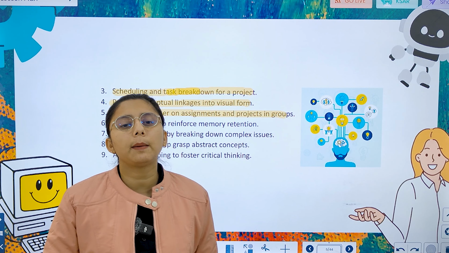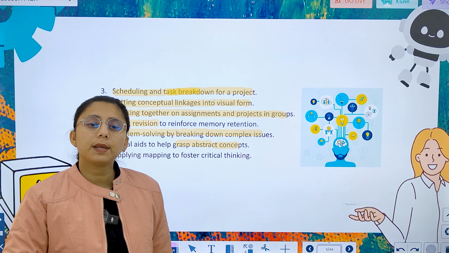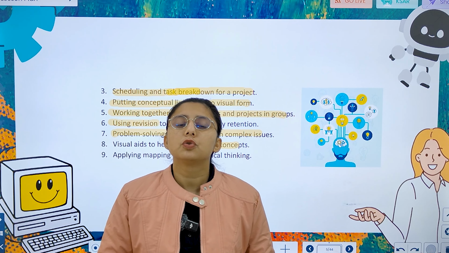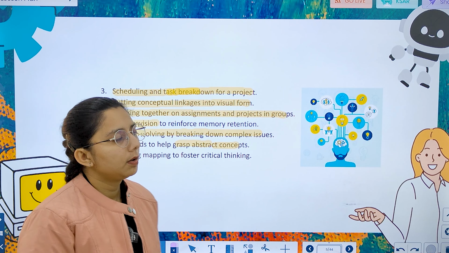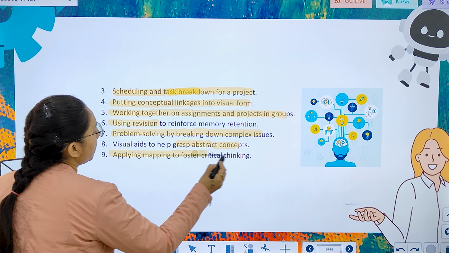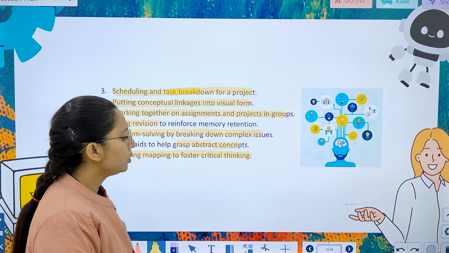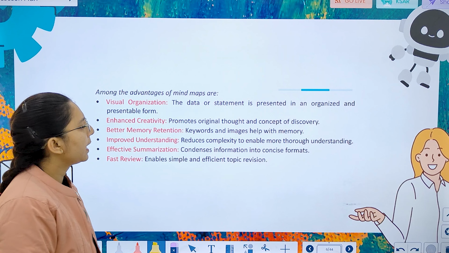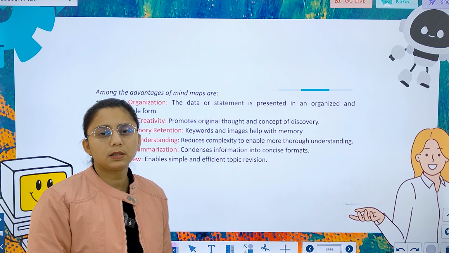So problem solving by breaking down a complex issue, visual aids. It helps to grasp abstract concepts. When you have to grasp a concept, at that time we use mind maps for doing this. Applying mapping to foster critical thinking. What will you do? You will apply your critical thinking. Now, what are the different advantages of mind maps?